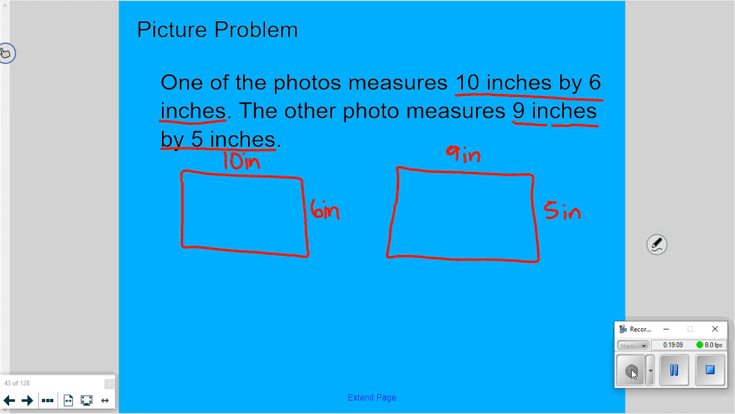10 inches? Is it taking up 10 inches? No. Is it taking up 6 inches? No. 16 inches? No. I want to know how much is all of this. With your pencil, lightly squiggle. That's what we want to know. It's like a Pop-Tart. I want to know all that space.